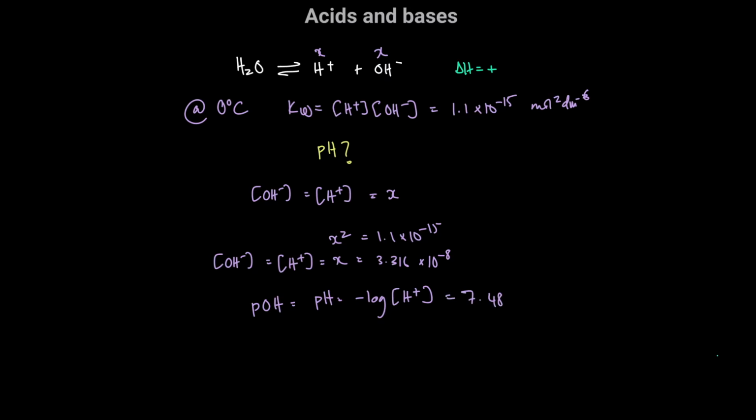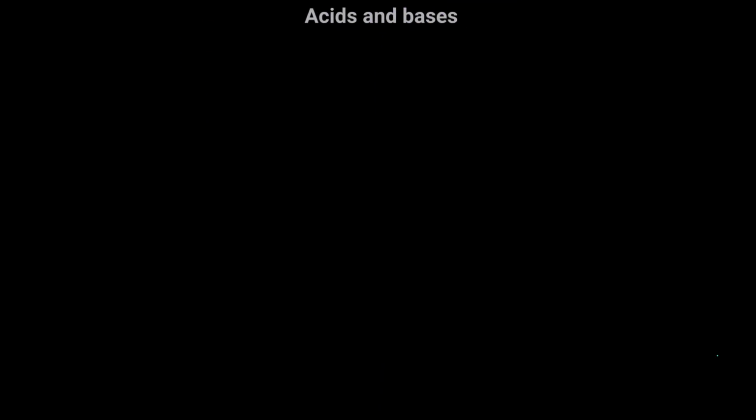So now the pH of pure water is above 7 at 0 degrees Celsius. That still doesn't mean that water is not neutral. Water is still neutral because the concentration of hydroxide is equal to the concentration of H+ ions, or we can say that the pH is equal to the pOH. This is how we define neutrality. When we say something is neutral, all that means is that the concentration of H+ ions is equal to the concentration of hydroxide ions.